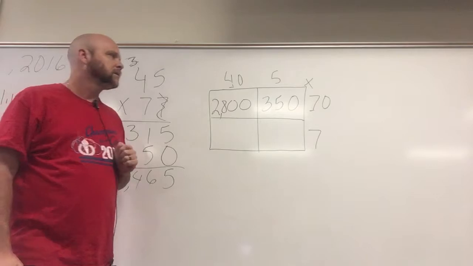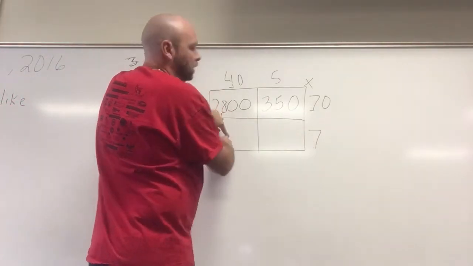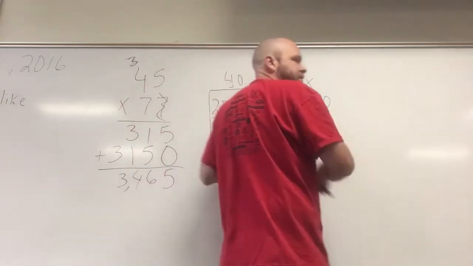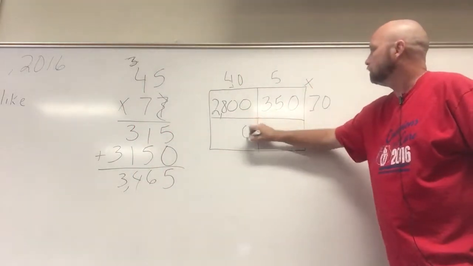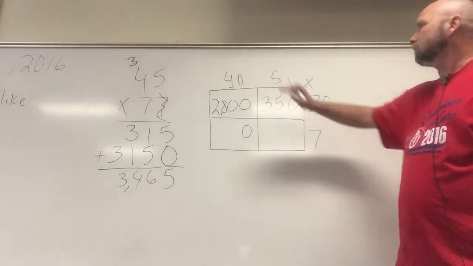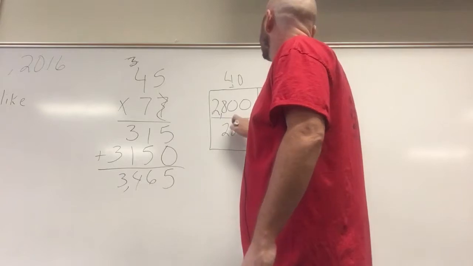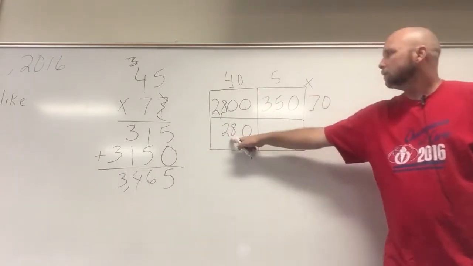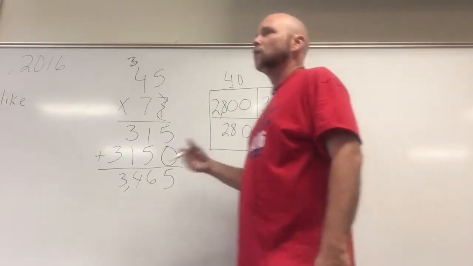Really easy. Okay? Then I'm going to where these two numbers meet. I have a 40 and a 7. 40 has a 0 at the end. So I can put 0 there. What is 7 times 4? 28. Notice how this one is different than this one. Okay? It has one less 0.